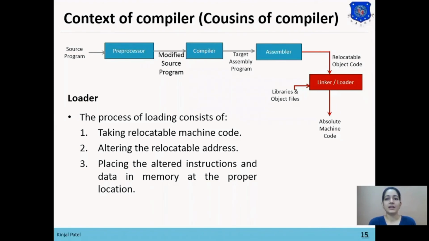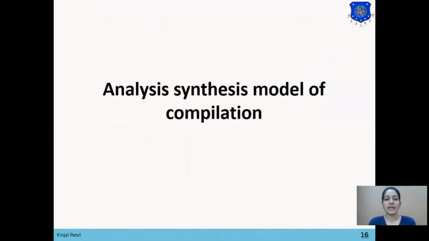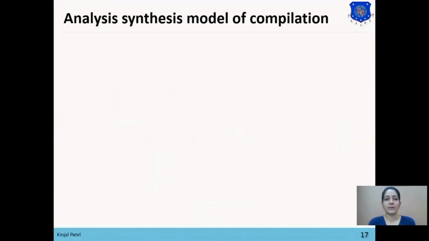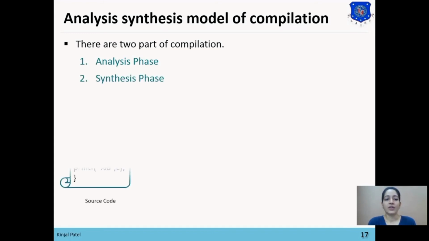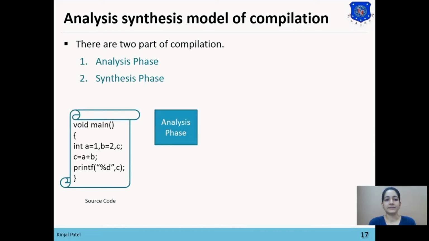Preprocessor, assembler, linker, and loader are also called the cousins of the compiler. Now the next topic is the analysis and synthesis model of compilation. There are two parts of compilation. The first one is the analysis phase and the second one is the synthesis phase. So first our source program is passed to the analysis phase, and then the analysis phase converts it into an intermediate representation.